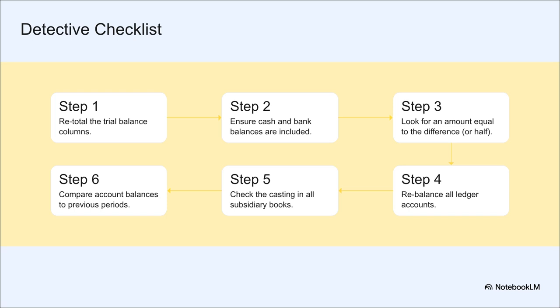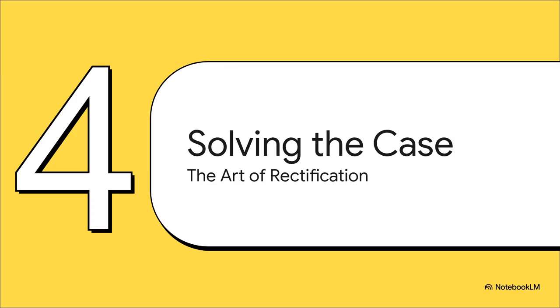After that, the search gets deeper. You'll move on to rebalancing individual accounts, then checking the original math in all your journals, and finally comparing balances to last month or last year. A sudden massive jump in an account is a major red flag. Finding the error, well, that's half the battle.